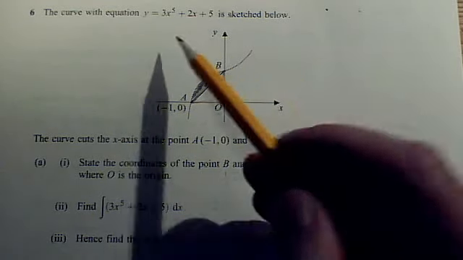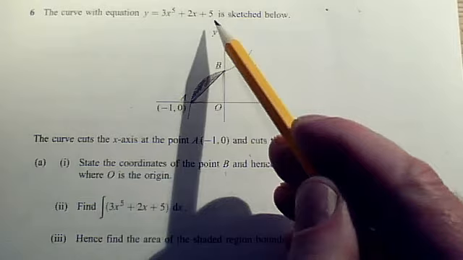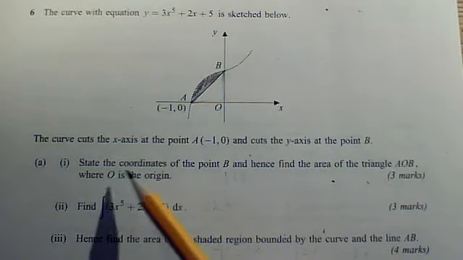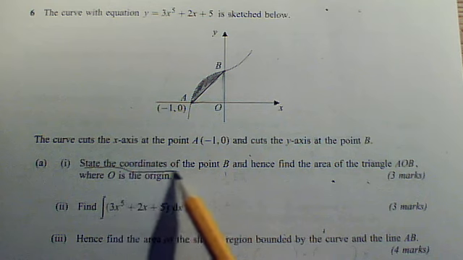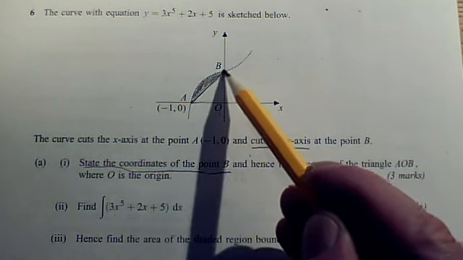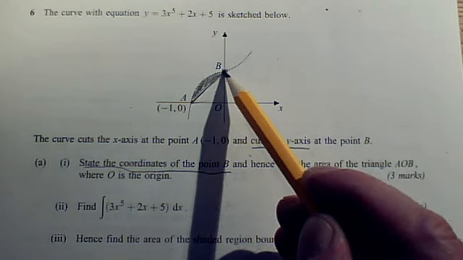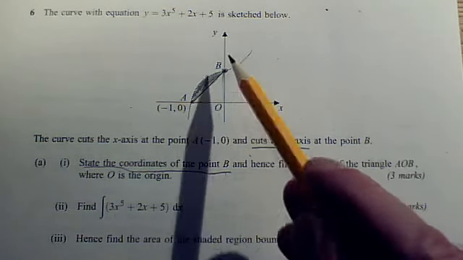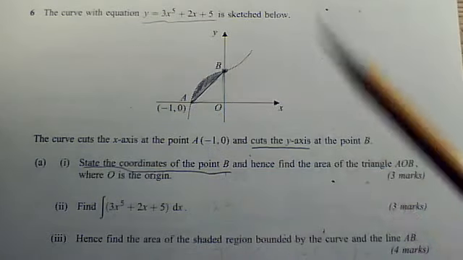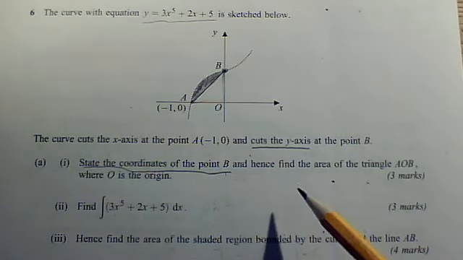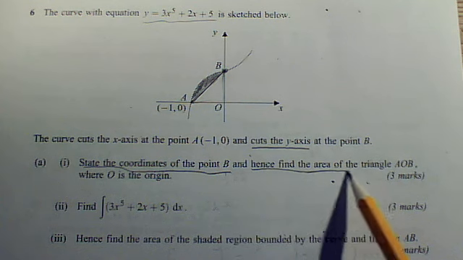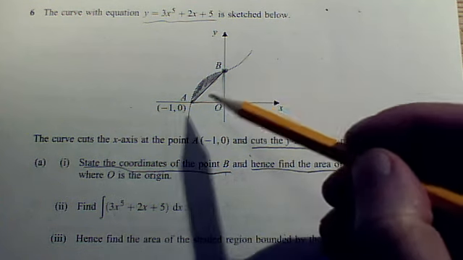Okay, here's a question about a curve with that equation, which they very kindly sketch for us. First thing we've got to do is state the coordinates of the point B, which is where the graph cuts the y-axis. There it is. For the y-intercept, the x-coordinate is 0, so we just substitute that value in for x into the equation and get the y-coordinate. And then, hence, using that, we've got to find the area of the triangle AOB.